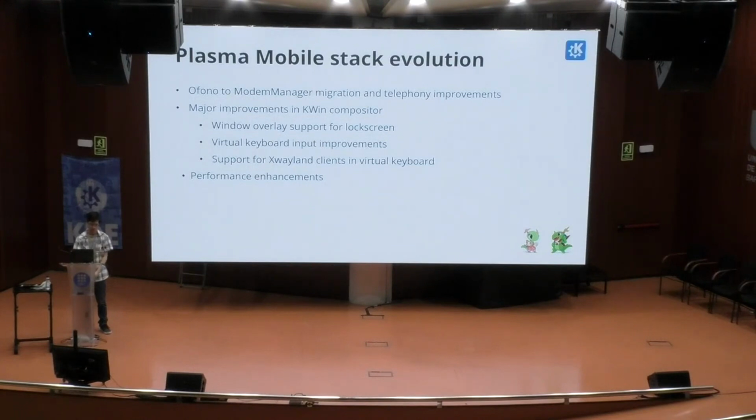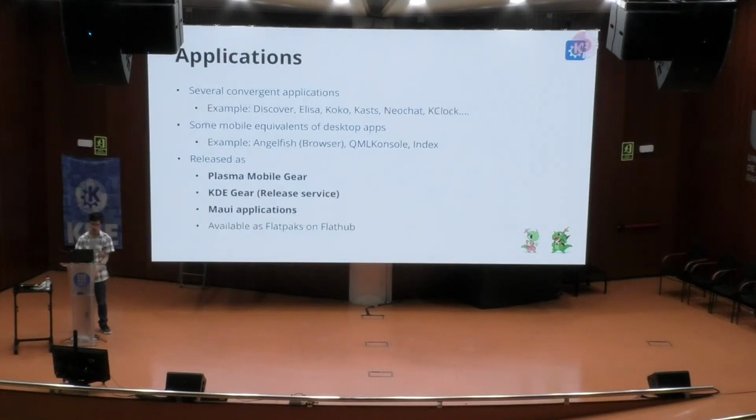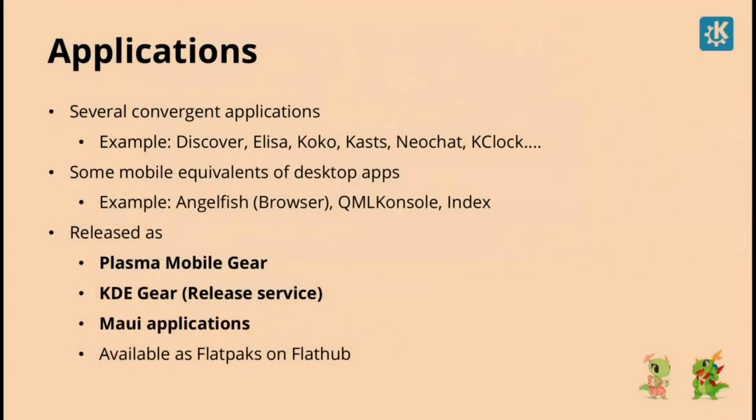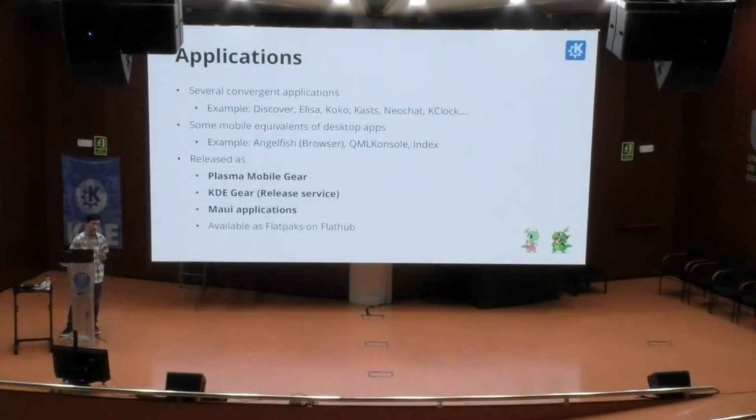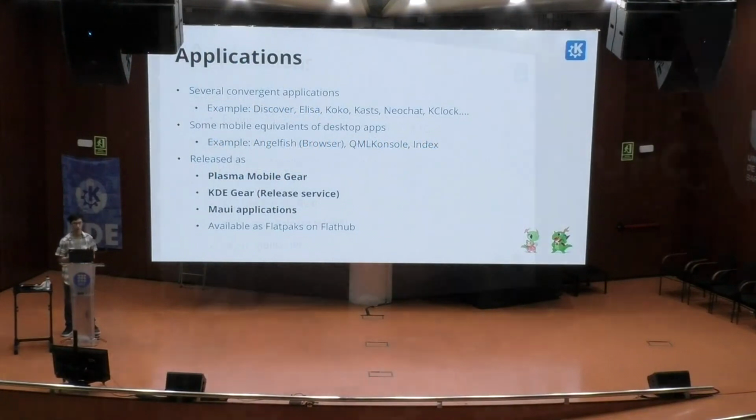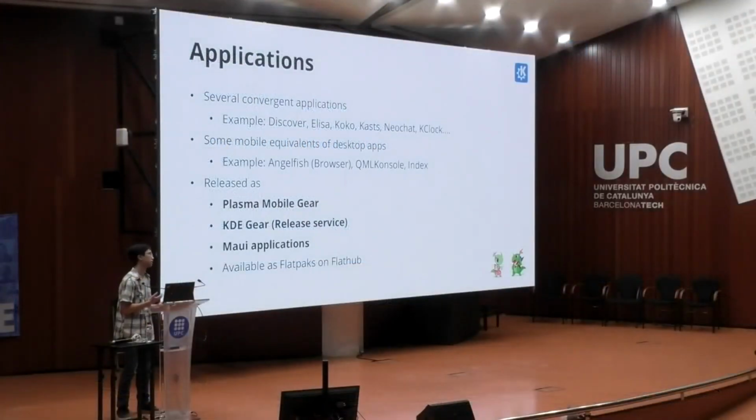Okay, next slide, please. Okay, so applications. We have two categories really of applications. We first have our convergent category, which are basically applications that we designed to work both on desktop and mobile. So the intention eventually is that we'd ship the same application for use on both of them without any changes really.